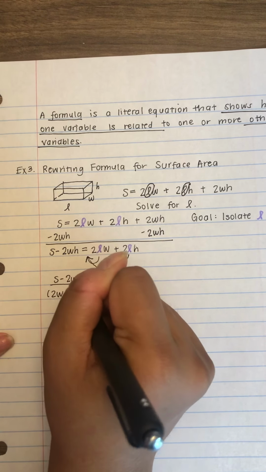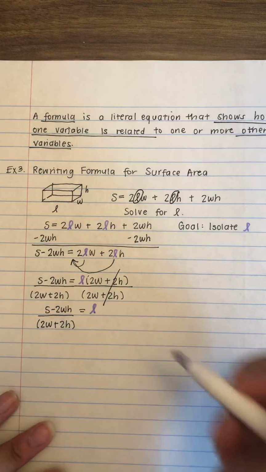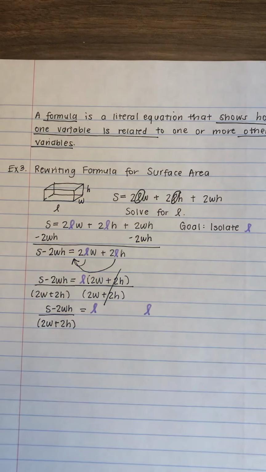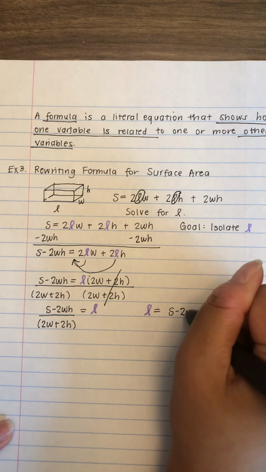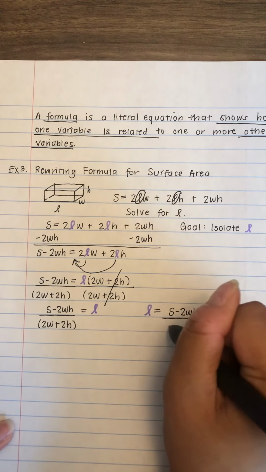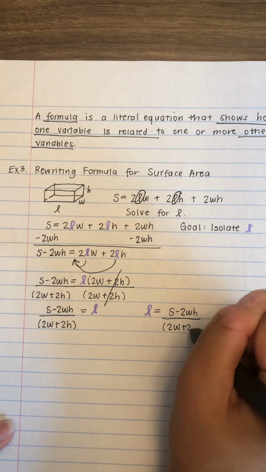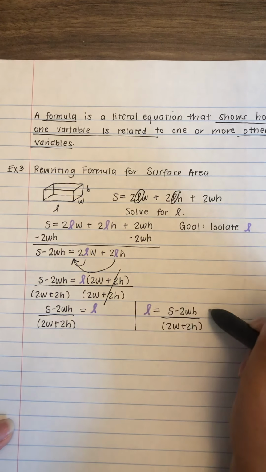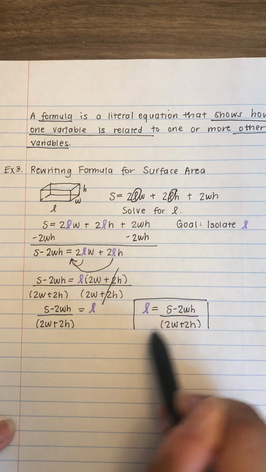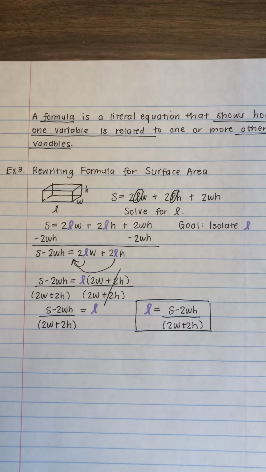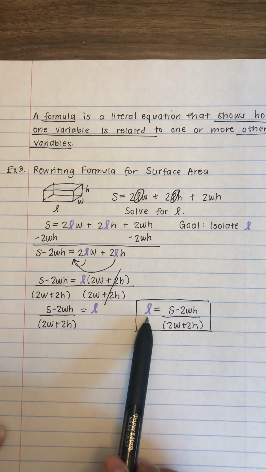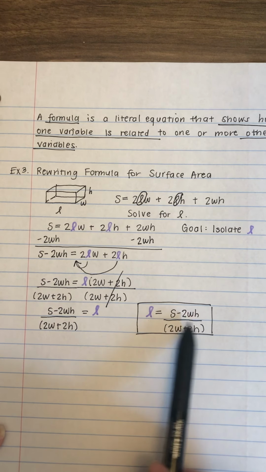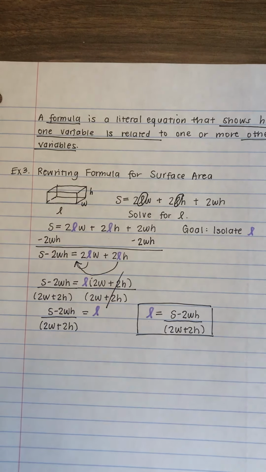Or if we're not comfortable with the L on the right side, we can go ahead and rewrite it, giving us L equals S minus 2WH, all divided by 2W plus 2H as our final answer. Again, we know that we're done because we have solved for L, meaning we have L all alone on one side and all of our other terms and all of our other variables on the other side.